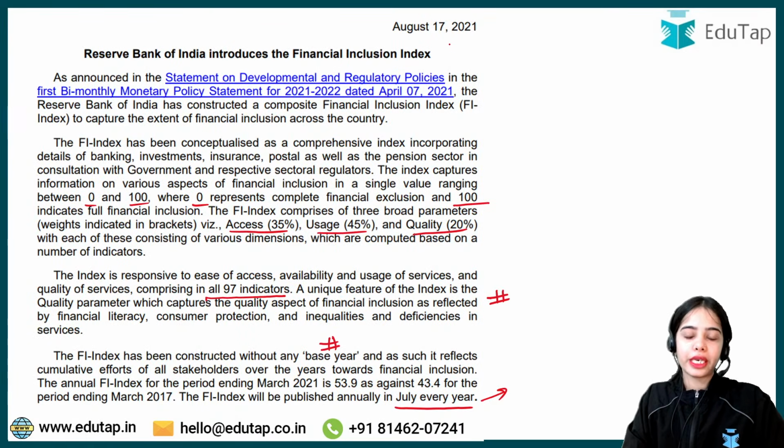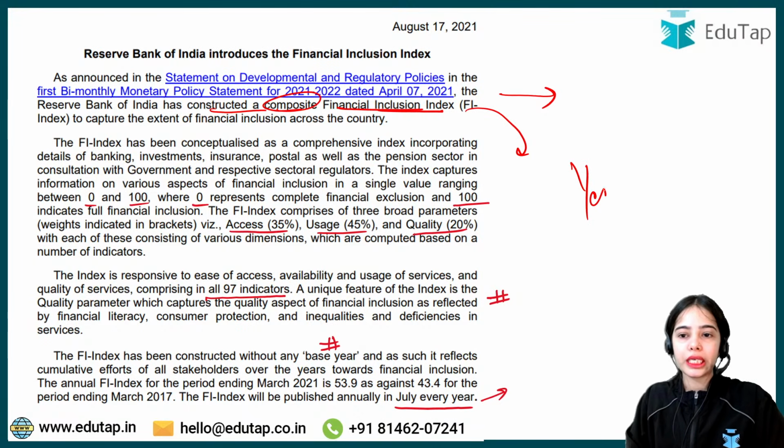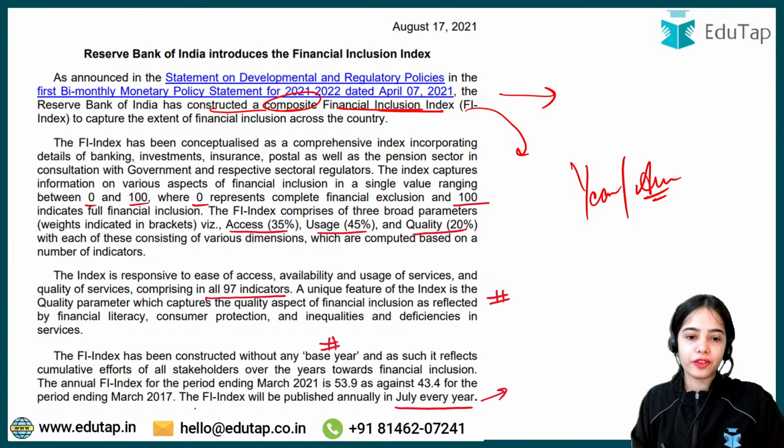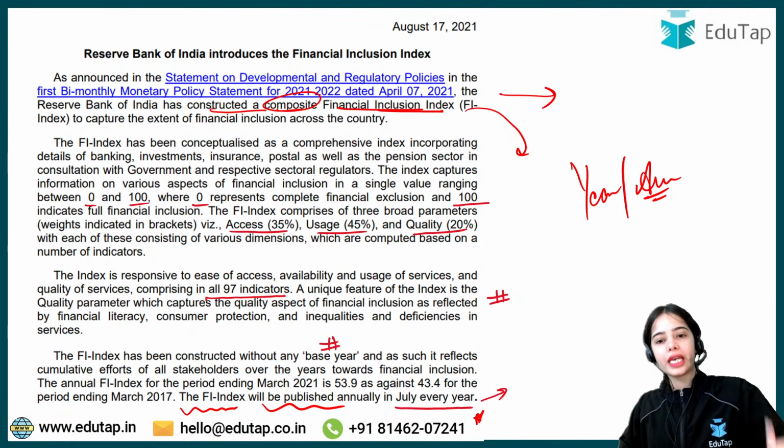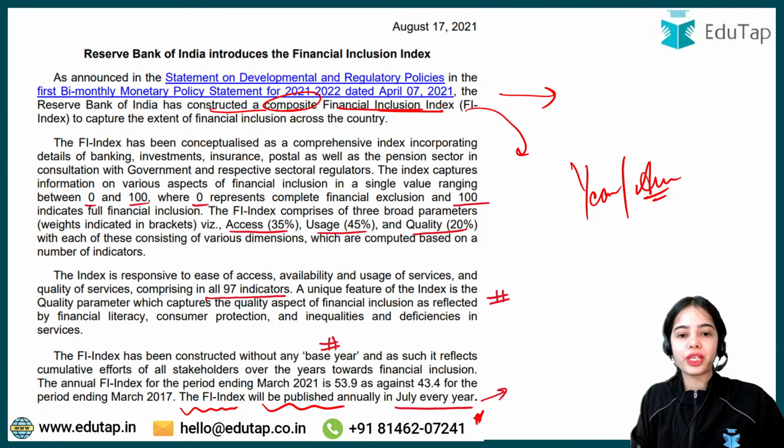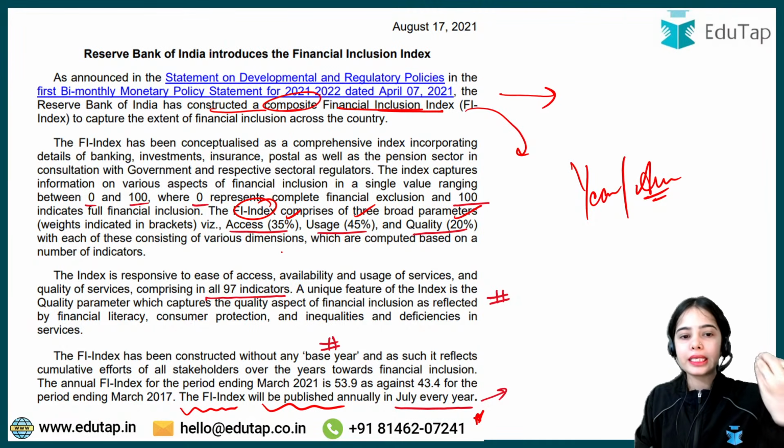So here you can see that on August 17th 2021, the RBI informed that it will be releasing the Financial Inclusion Index. RBI has constructed this composite index that will be released annually, published in July every year. We have seen that last year it was released in July, and this year also it is released in July. There are three broad parameters according to which the index is prepared: access, usage and quality. And under these three broad parameters there are 97 indicators.